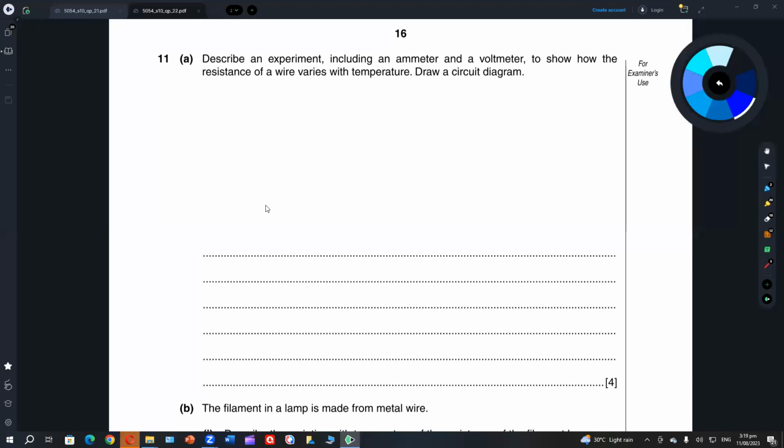Describe an experiment including an ammeter and a voltmeter to show the resistance of a wire varies with temperature. Draw. Achha, this is also an old question. Can you look for the last question, please? This is again an old question. Please look at the last question.